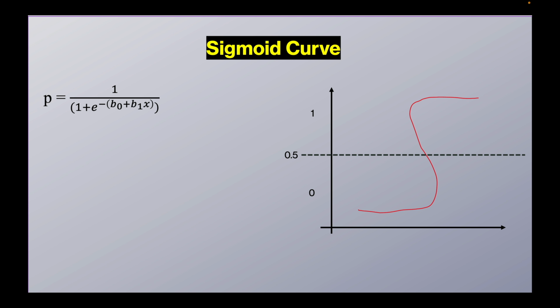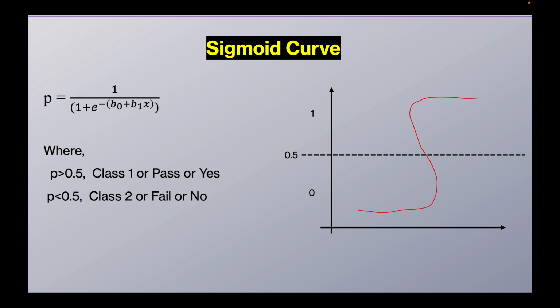We divide into two categories, class 1 and class 2. 0.5 is the point to divide between the two classes. Therefore, if p is greater than 0.5, then we predict it's class 1, or pass or yes. Similarly, if p is less than 0.5, then we predict it's class 2, which means fail or no.